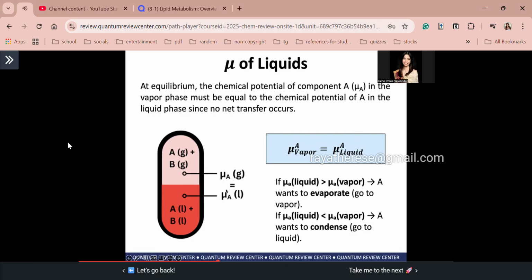So imagine you guys, meron kayong component A, okay? Magko-condense yan or mag-evaporate, okay? Depende sa system mo until their chemical potentials are equal in the vapor and liquid phase, okay? I hope that's clear, guys.